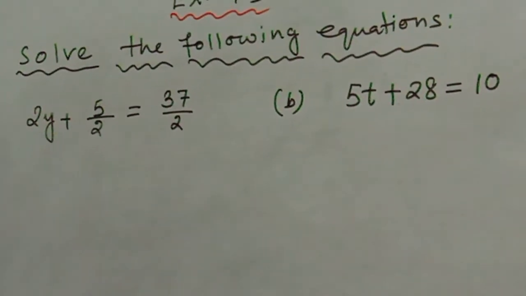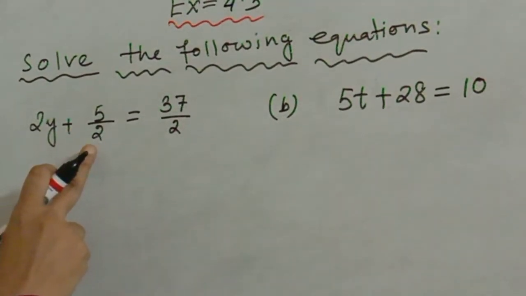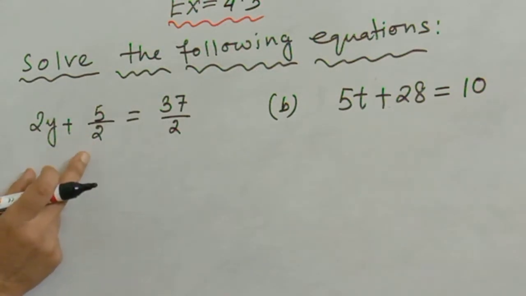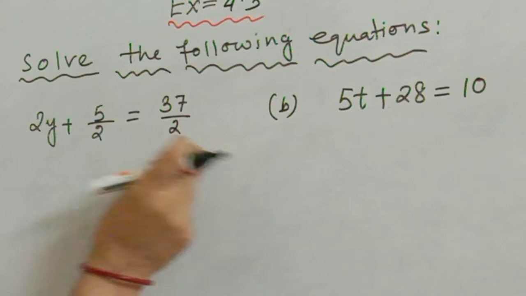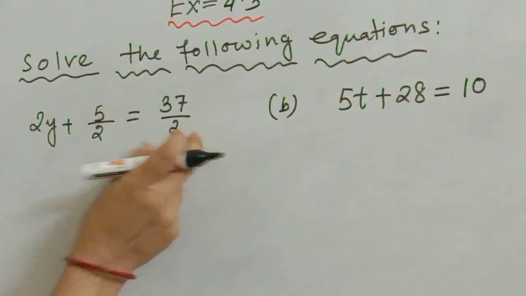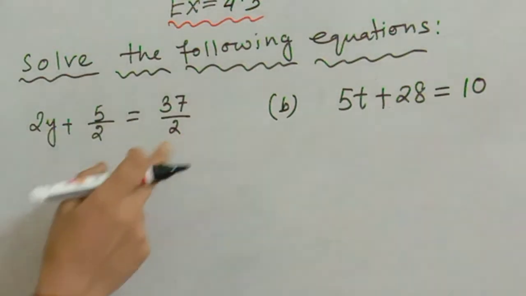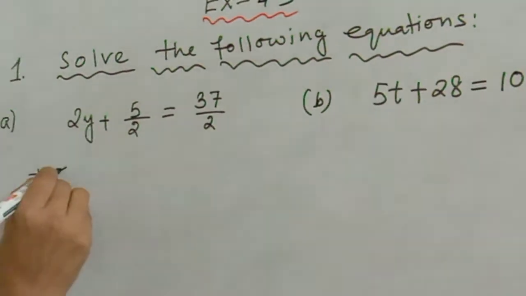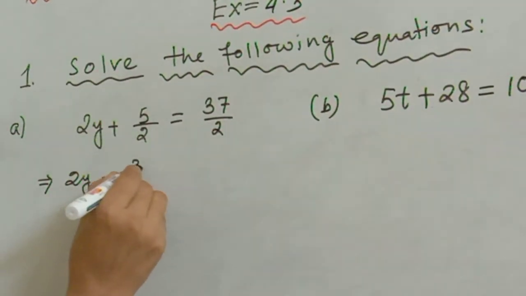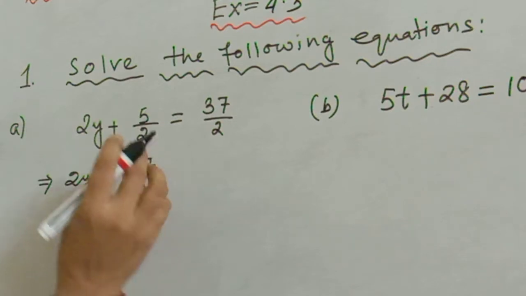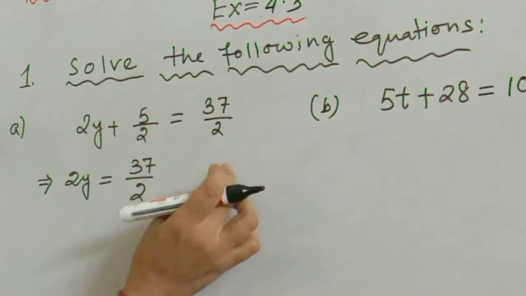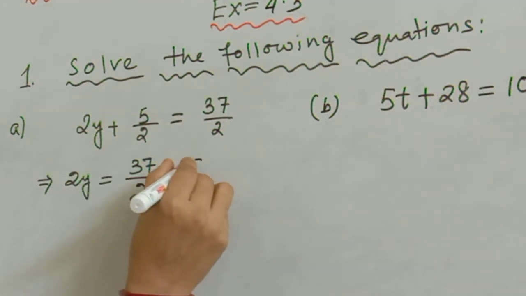Here the question number 1: 2y plus 5 by 2 is equal to 37 by 2. Do you remember? Only one variable, y. This is a constant term on the left hand side, which we need to transpose to the right hand side, where the value is 37 by 2. To find the value of y, we will use the transposing method. So 2y is equal to 37 by 2, and I am transposing plus 5 by 2 from the left hand side to the right hand side. So minus 5 by 2.